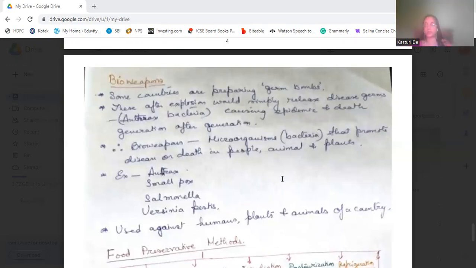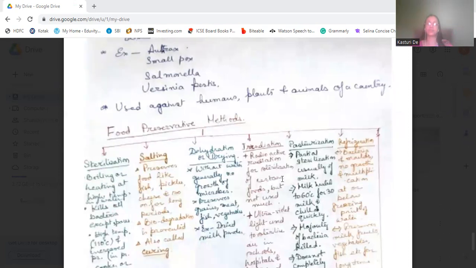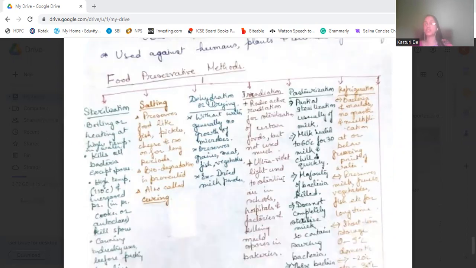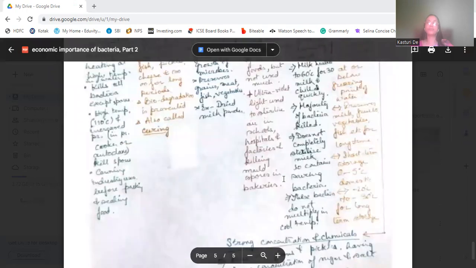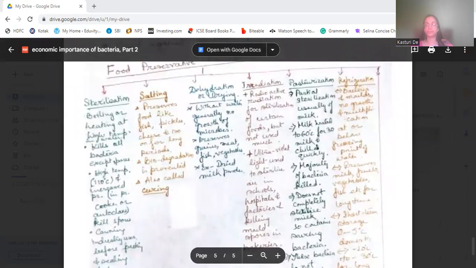Food preservation methods. First, sterilization. Second, salting. Third, dehydration or drying. Fourth, irradiation. Fifth, pasteurization. Sixth, refrigeration. And seventh is strong concentration and chemicals. So first we come to sterilization.